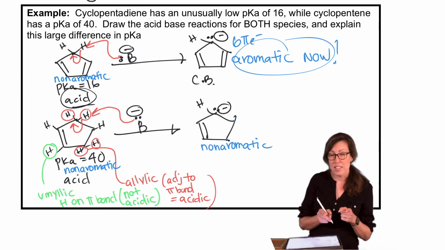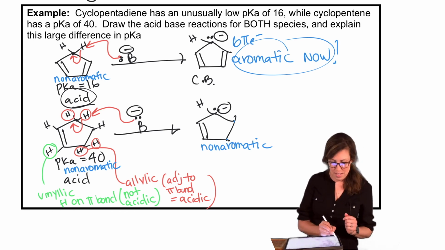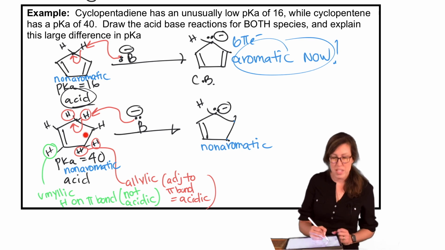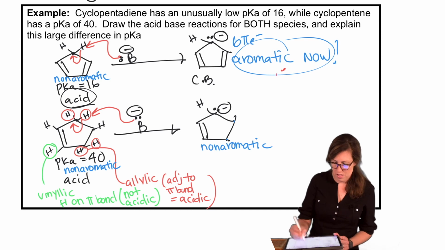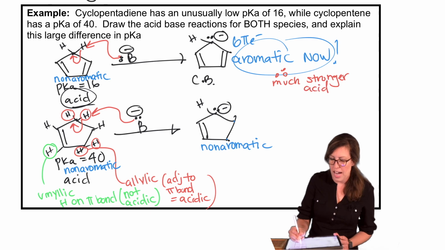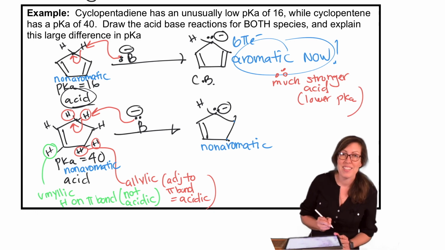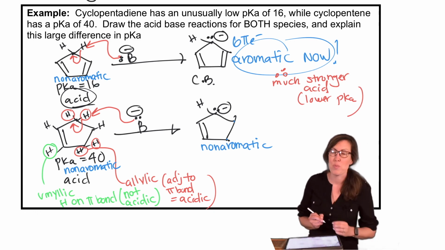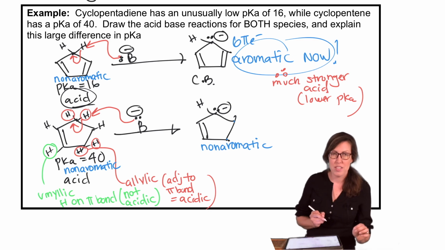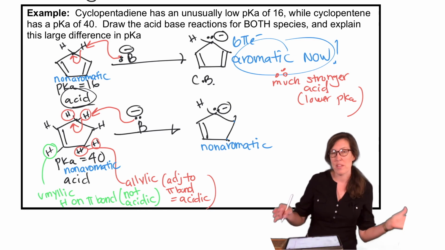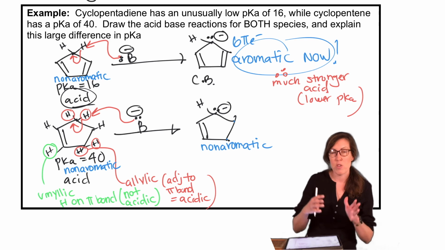That would suggest this is a very favorable process. Hence, the huge difference in pKa. That's why it's a much stronger acid, i.e. lower pKa. All right, there's lots of problems like that in the book and workshops, so this is an important point where we take advantage of what we know about the structure to predict reactivity.